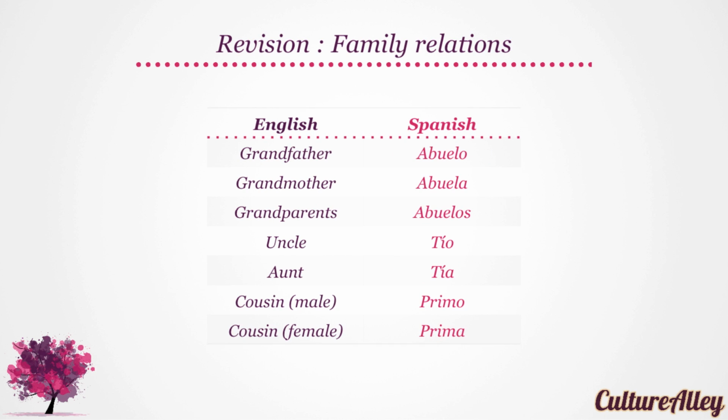Good. Let's look at some more. Grandfather becomes abuelo, while grandmother translates to abuela, and grandparents becomes abuelos. Moving on, uncle is tío, and aunt translates to tía. And lastly, male cousin is primo, and female cousin becomes prima.